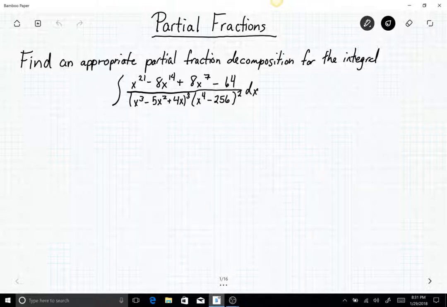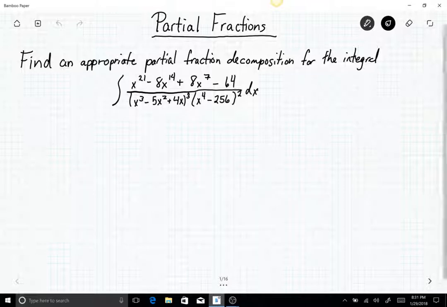So without further ado, I'm basically taking some problems that we're struggling with. We want to find an appropriate partial fraction decomposition for the integral. We have x to the 21st minus 8x to the 14th plus 8x to the 7th minus 64, all over x cubed minus 5x squared plus 4x cubed plus 4x, that quantity cubed. And then we have x to the 4th minus 256, that quantity squared.